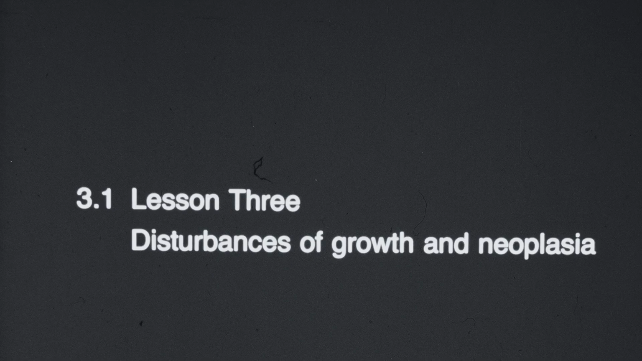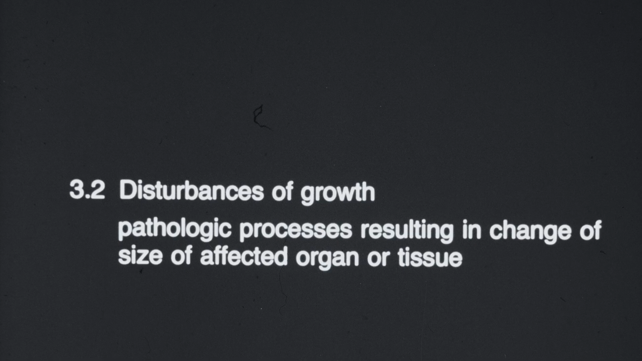Lesson 3 deals with disturbances of growth and neoplasia. Disturbances of growth are pathologic processes that result in a change in size of the affected organ or tissue. In some instances, the increase in the size or volume of an organ is the result of enlargement of the existing cells. That is, no new cellular elements are added. In other instances, the increase reflects the formation and growth of new cells of that particular organ.